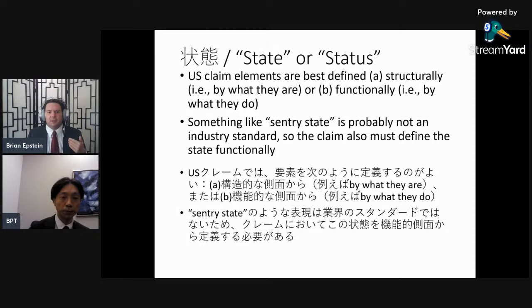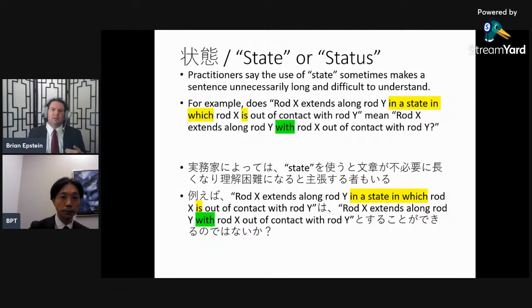All right. So having gotten that out of the way, let's talk about state and status a little bit more. Some practitioners say that the use of the term state sometimes makes a sentence or a claim element unnecessarily long and difficult to understand. As an example of this, we have this recitation of rod X extends along rod Y in a state in which rod X is out of contact with rod Y.